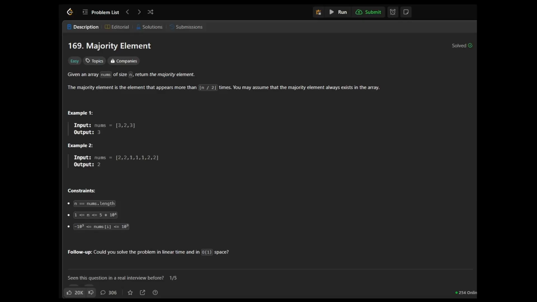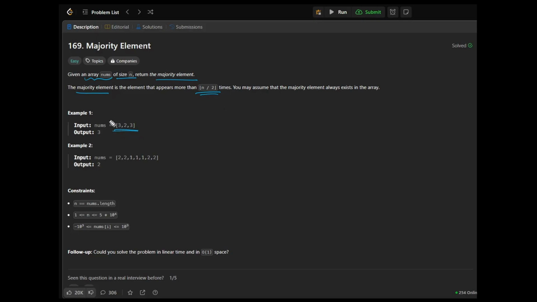So we are on this problem majority element. We are given an array nums of size n and we need to return the majority element. What does it mean by majority element? Any element in an array which repeats for more than n by 2 times is considered a majority element.